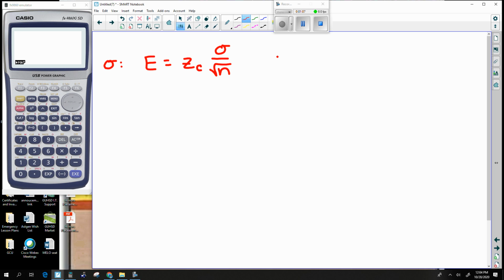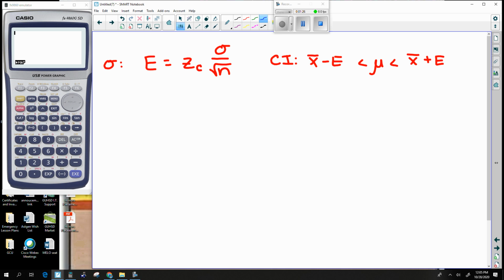And then from there, the confidence interval that you're going to be establishing is x bar minus E, and this is predicting what the actual mu is, to x bar plus E. All right, so there's that setup right there.